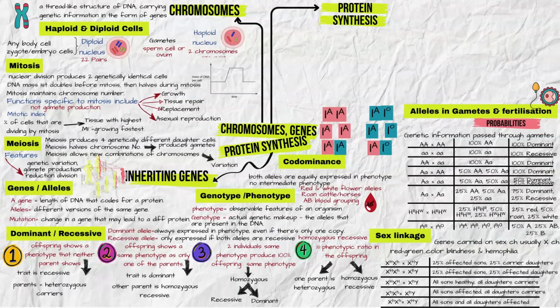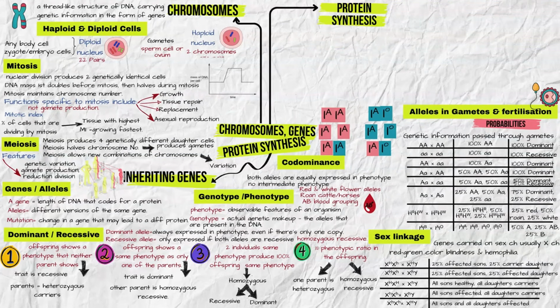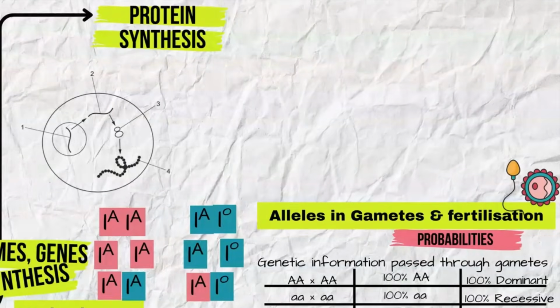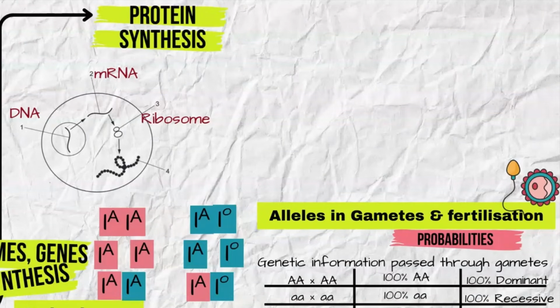Topic 3. Genes and protein synthesis. To understand how proteins are made, you need to know 4 key structures involved in the process. Number 1, DNA, which stays in the nucleus. Number 2, messenger RNA, which moves out to the cytoplasm. Number 3, ribosomes, where proteins are built. And number 4, amino acids, which float freely in the cytoplasm.